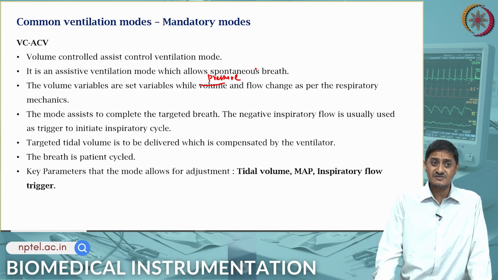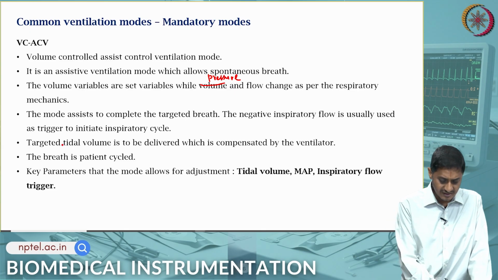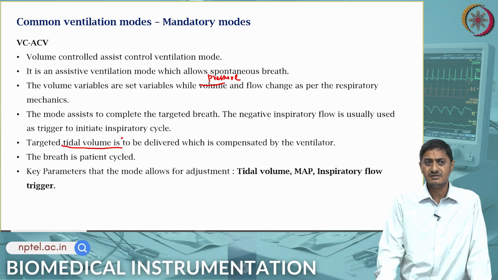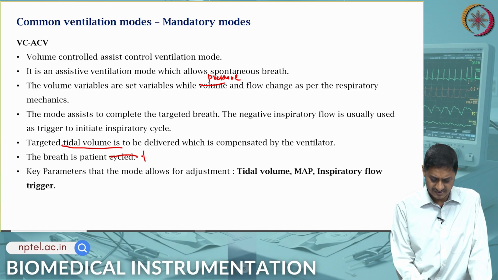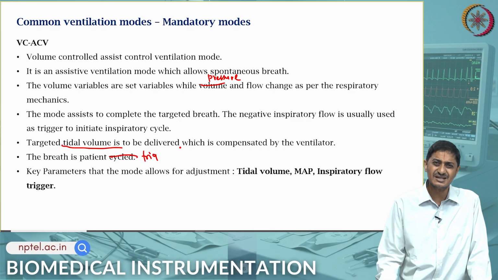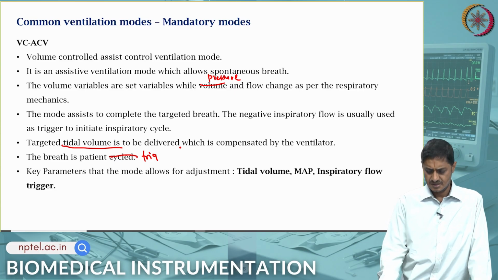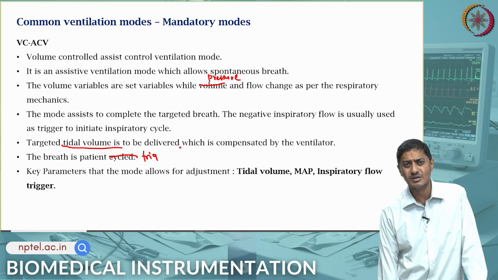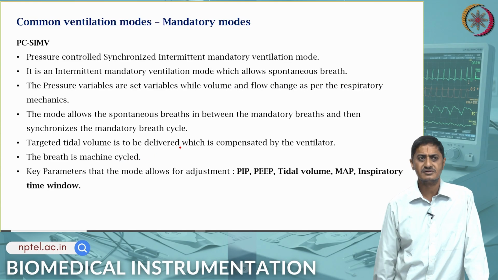In this case, because this is volume controlled, a target tidal volume will be delivered, which is compensated by the ventilator. Again, when you say patient cycled, that is essentially patient triggered, right? It is patient initiated or patient triggered. These are the key parameters that can be adjusted in this case: tidal volume, MAP, inspiratory flow, and trigger.